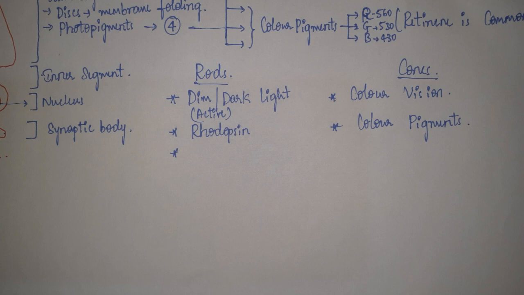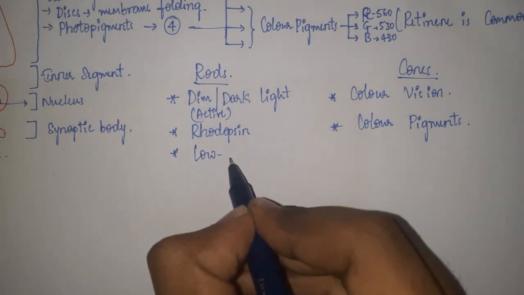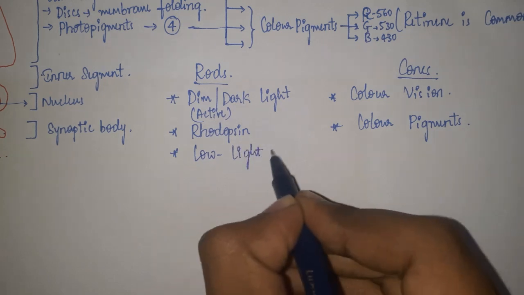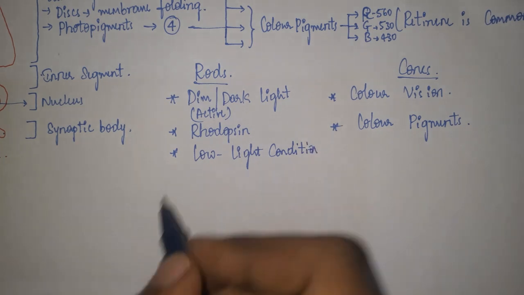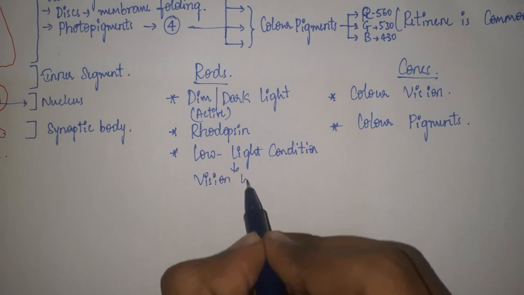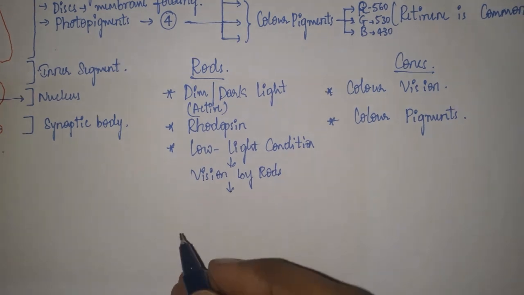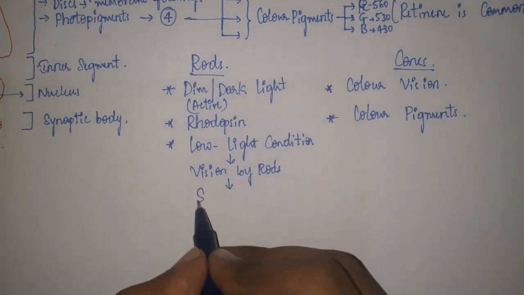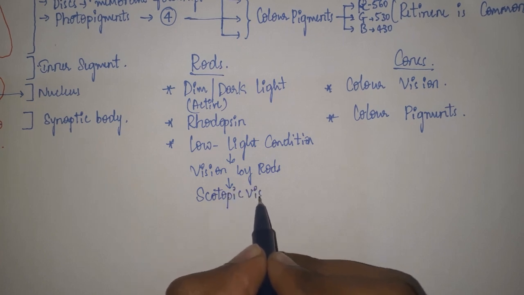Now, the third difference is that rods are responsible for vision in low light condition, but cones are responsible for vision in well lit condition. These have special names. In low light condition, the vision is by rods, and this vision has a separate name called scotopic vision.